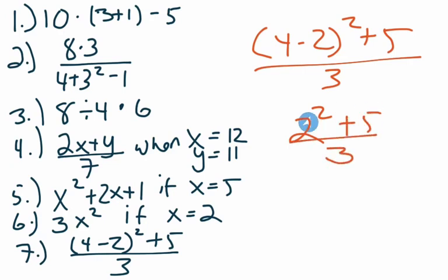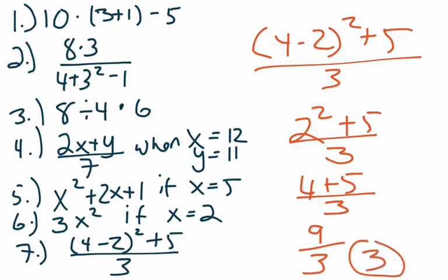Now in my numerator, I have 2 squared plus 5. So 2 squared is 4. And now finally I get to the addition. 4 plus 5 is 9. And then very last of all, 9 divided by 3 is 3.